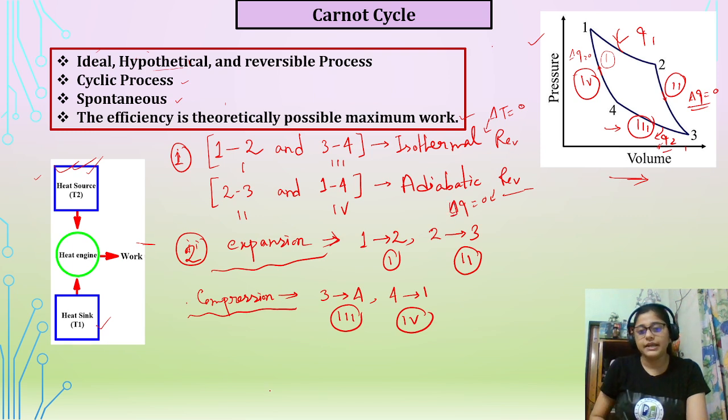I will talk about the other things, other parts like U, H, and also work, in the next slide. So right now just this much, and the starting point is, let's say, 1. So starting with the isothermal reversible expansion, then adiabatic reversible expansion, then isothermal reversible compression, adiabatic reversible compression. So the starting point is 1 and the ending point is also 1. Fine, we have understood this.